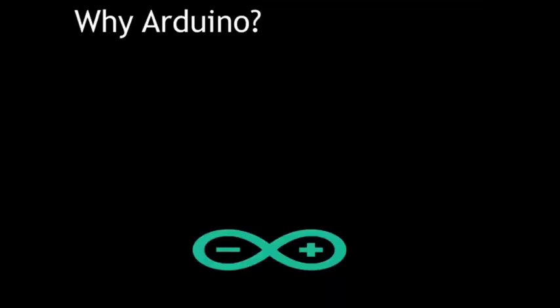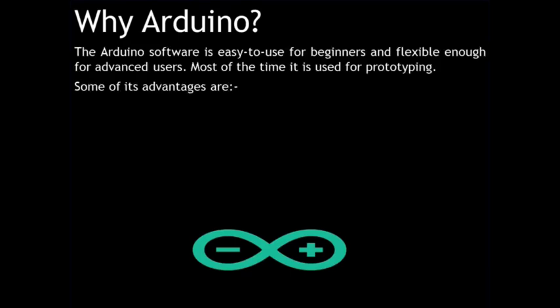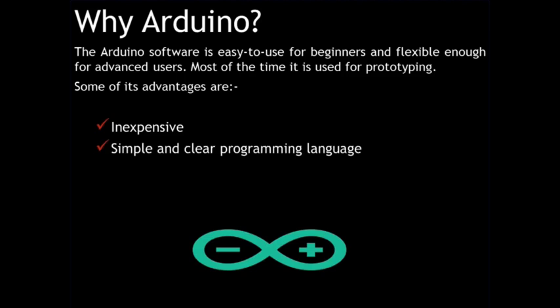There are so many microcontrollers in the electronics world. So why should we choose Arduino? This is because Arduino software is easy to use for beginners and flexible enough for advanced users. Most of the time it is used for prototyping. Some of its advantages are that it is inexpensive. The full kit costs less than $50, which is inexpensive compared to other microcontrollers.